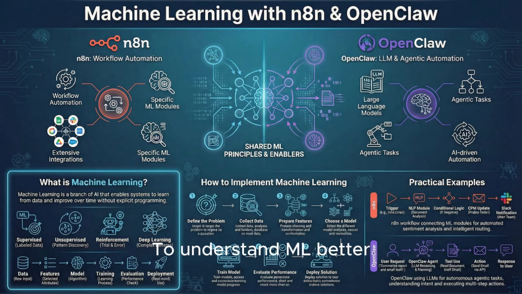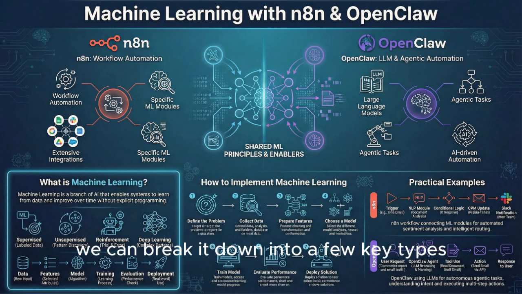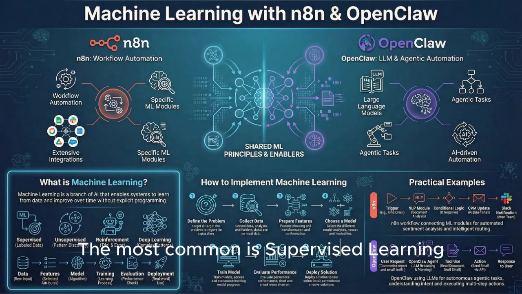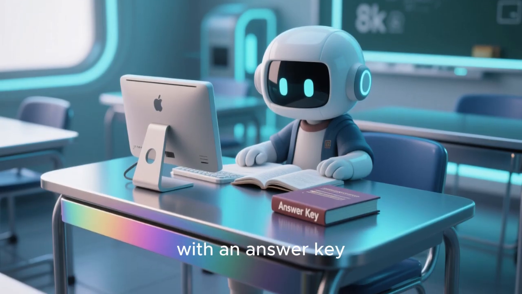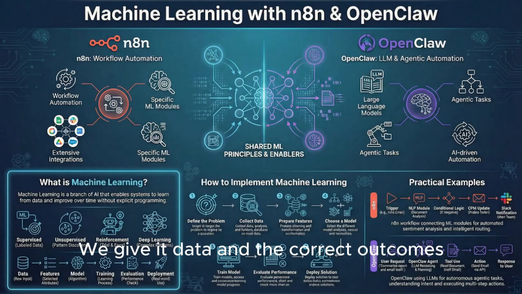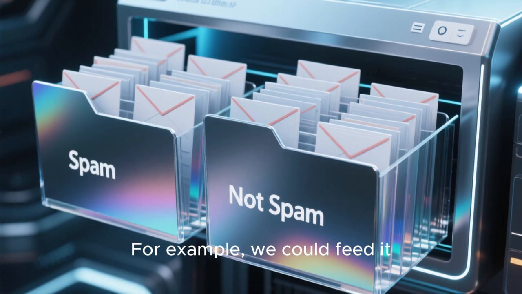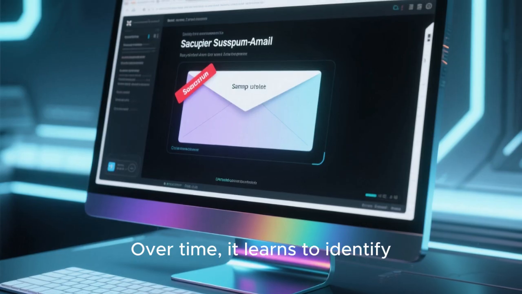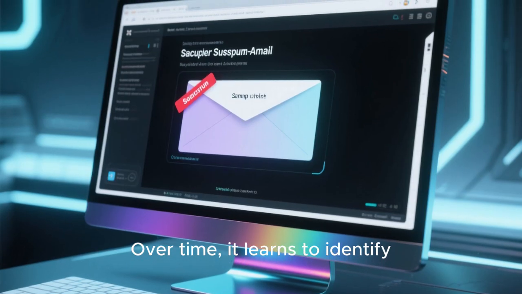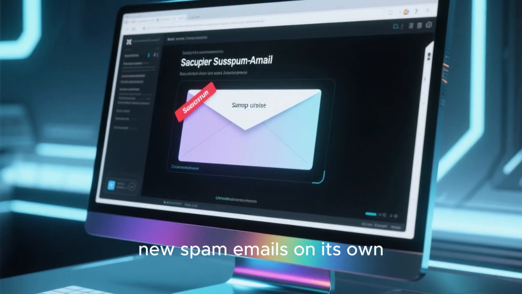To understand ML better, we can break it down into a few key types. The most common is supervised learning. This is where we provide the computer with labeled data. Think of it as a student learning with an answer key. You give it data and the correct outcomes, and it learns the relationship between them. For example, we could feed it thousands of emails labeled as spam or not spam. Over time, it learns to identify new spam emails on its own.